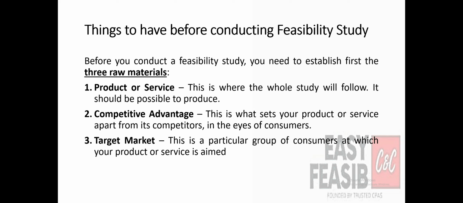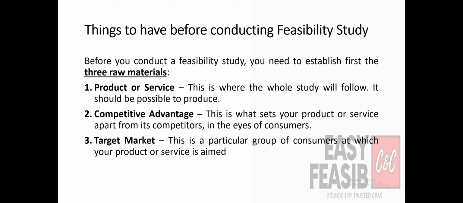Before you conduct a feasibility study, you need to establish first the 3 raw materials. Number 1 is the product or service that you want to provide. This is where the whole study will follow. The product or service should be possible to produce. A new business idea does not necessarily mean a new product or service. It can be an existing product or service, but there is an improvement or difference.